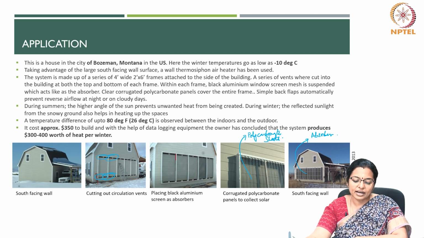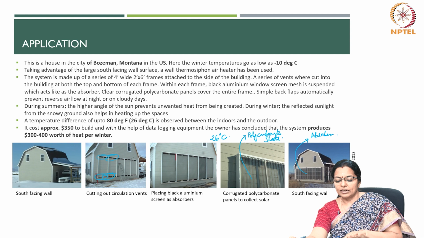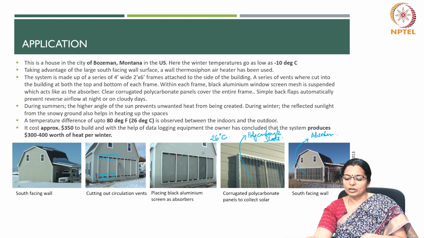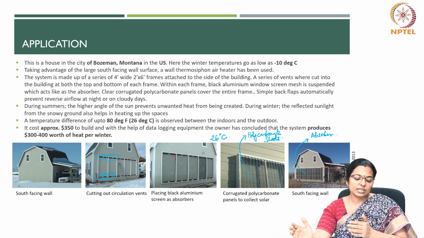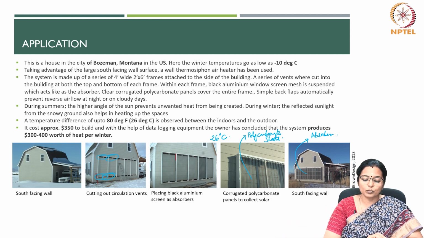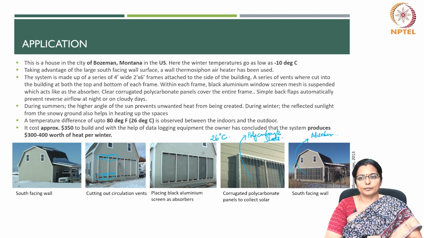During summers, the higher angle of the sun prevents unwanted heat from being created. During winter, the reflected sunlight from the snowy ground also helps in heating up the spaces. A temperature difference of about 26 degrees centigrade is observed between indoors and outdoors. So, this experimental setup had a data logger, and it showed that the system is able to produce $300 to $400 worth of heat per winter.